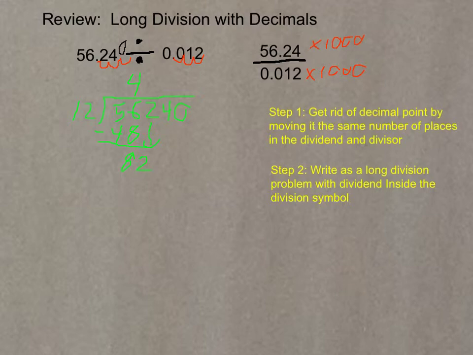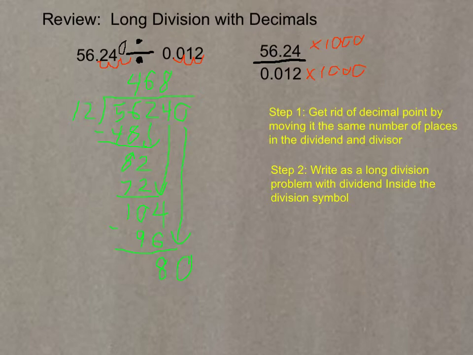So now I need to see how many times 12 goes into 82. 12 goes into 82 6 times, so I'm going to write 6 up here. 6 times 12 is equal to 72. So this time my remainder is 10, and I'm going to bring down the next digit, which is 4. 12 goes into 104 8 times. 8 times 12 is 96. So now my remainder is 8, and I'm going to bring down a 0.